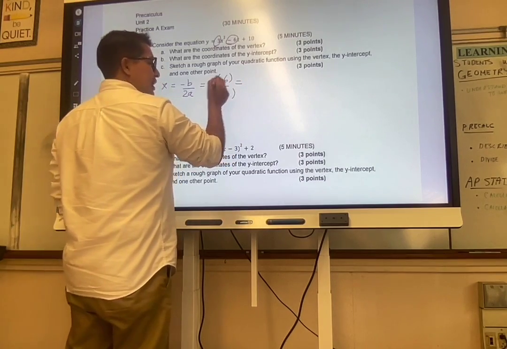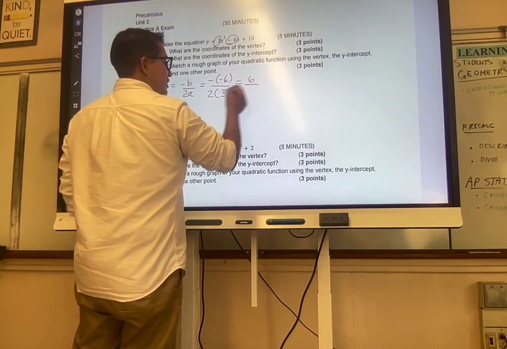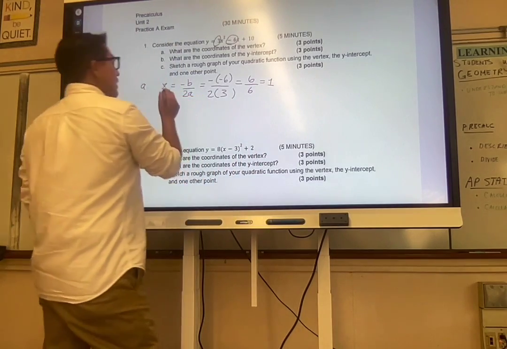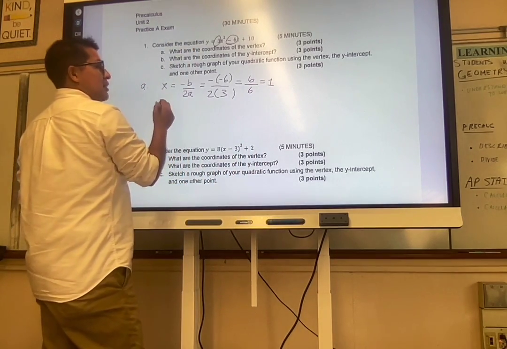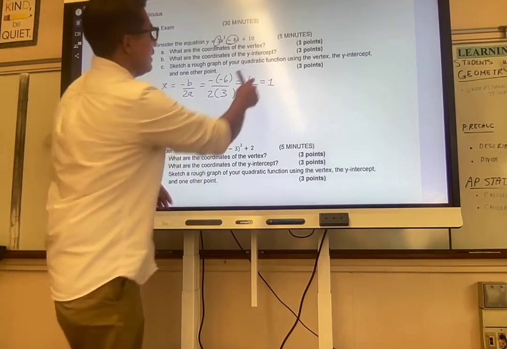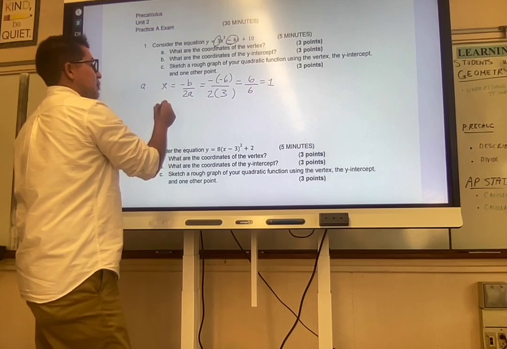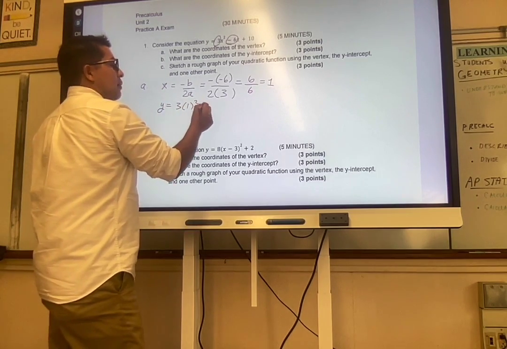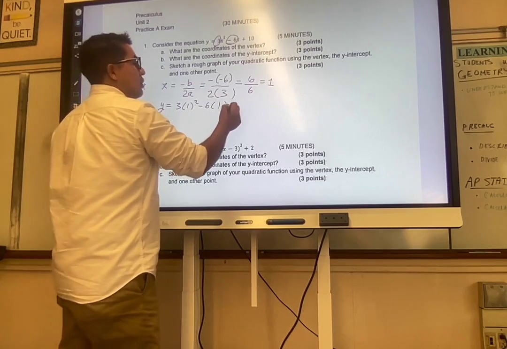So this simplifies to negative 6, so regular 6, over 2 times 3, which is 6. So I get a 1. So the x coordinate of my vertex is 1. To find the y coordinate, what we're going to do now is we're going to take that 1 and plug it into the equation. So at the same time, we're going to write y equals 3 times 1 squared minus 6 times 1 plus 10.